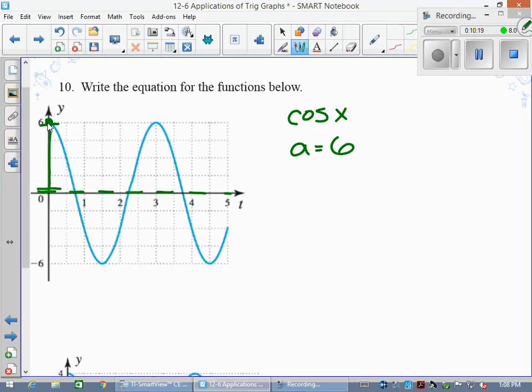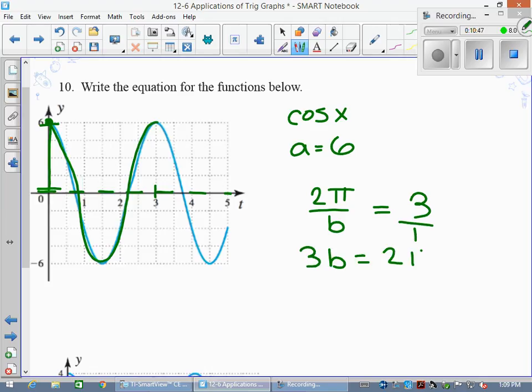If I look, my period is my length of one cycle. So if I draw in one cycle, I see that my period is 3. So I can set an equation to find my b value, and I'm going to say that 2 pi over b, I know that's how I find my period, is actually 3. Now, in order to solve this, just put this over 1. I have that 3b is equal to 2 pi, divided by 3 on both sides, and I would get that my b value is 2 pi over 3.